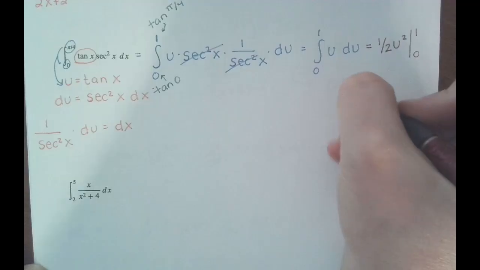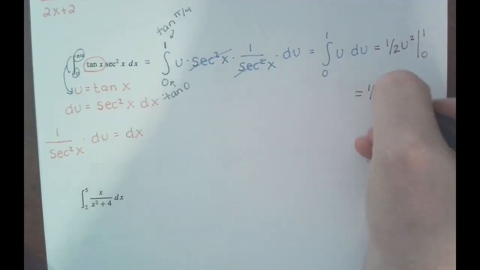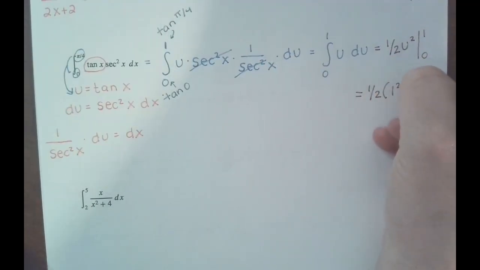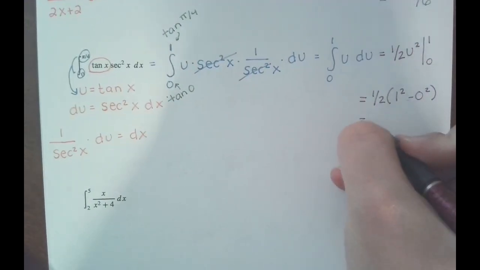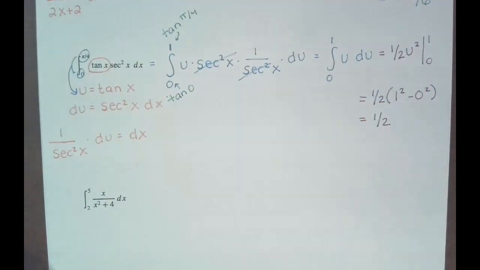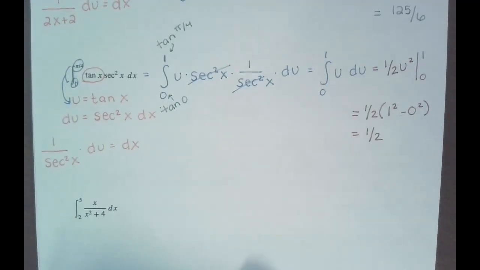That leaves me with 1/2 times 1 squared minus 0 squared. Well, that's just 1, right? So 1/2 times 1 is just 1/2 as a final answer.